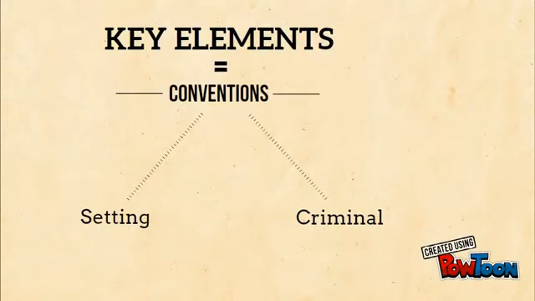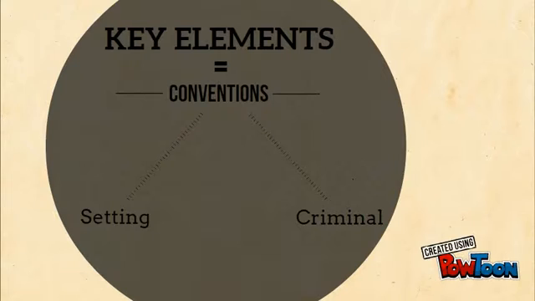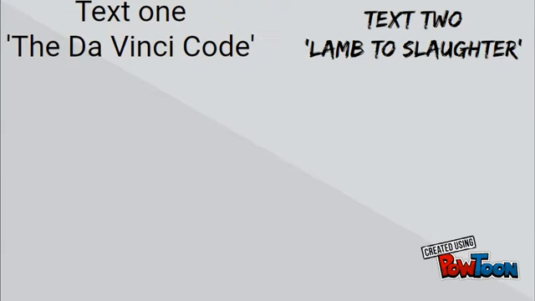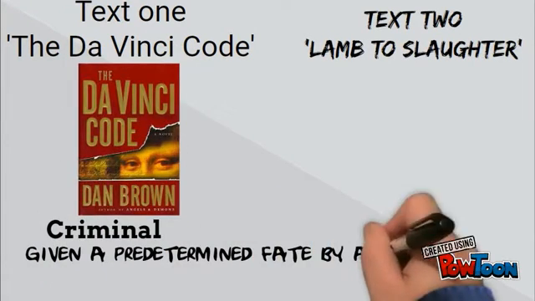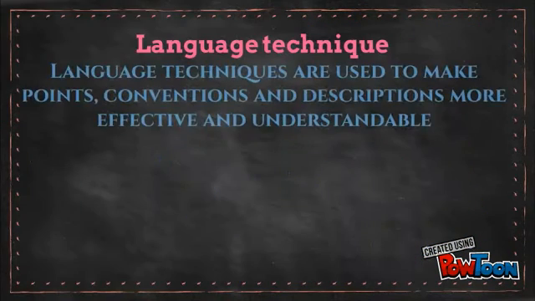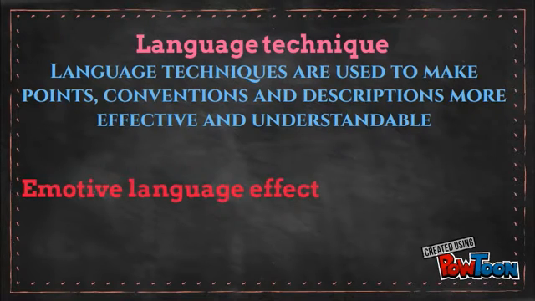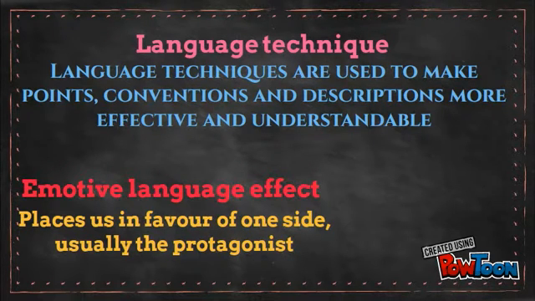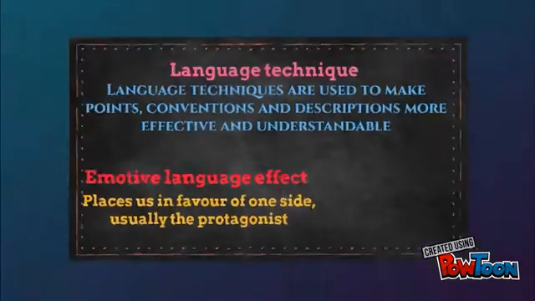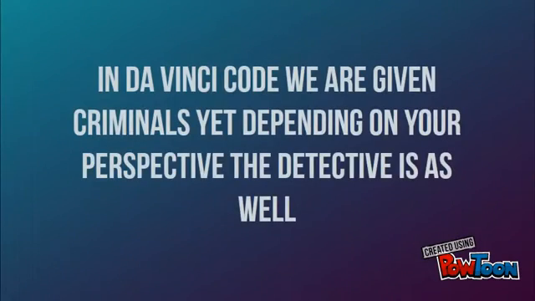Crime fiction novels have key recurring elements, known as conventions. There are a number of these conventions. I'll focus on two: criminal and setting, then relate them to my chosen text. Criminals are given a predetermined fate by the author, using a mode of language, a language technique. Mode of language easily positions us in favor of one side, usually the protagonist's side, and we usually grow to despise the antagonists. In the Da Vinci Code, we are given an organization of criminals. However, there's a twist. Depending on your perspective, the detective could also be the criminal.